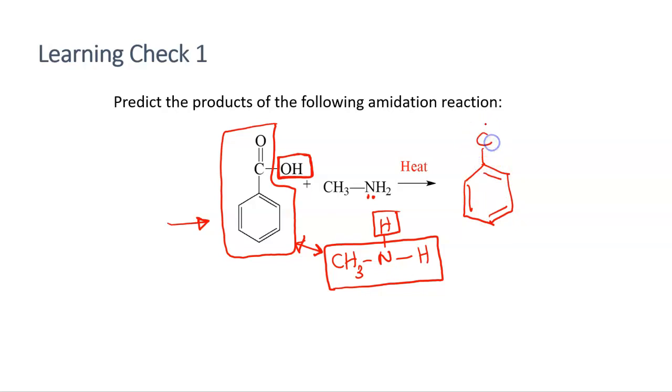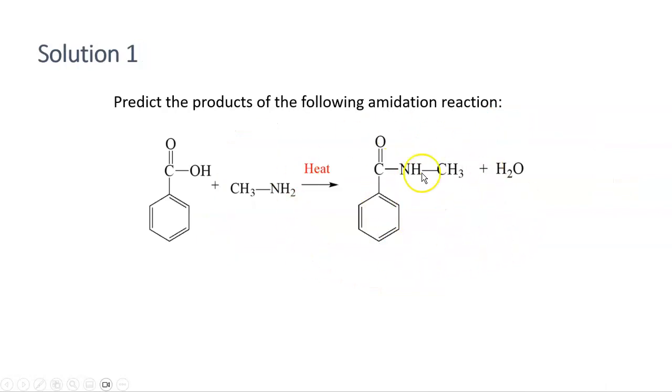First, the fragment from the carboxylic acid, and this carbon will combine with this nitrogen atom. And then I need to draw the fragment from the amine, NHCH3. The hydroxyl group and hydrogen atom will combine to form a water molecule. So these are the two products from the amidation reaction. We have the answer here.